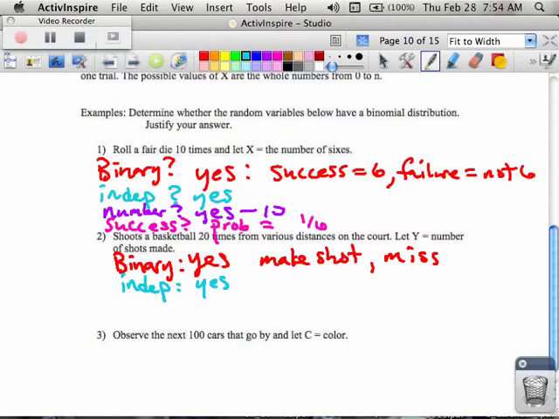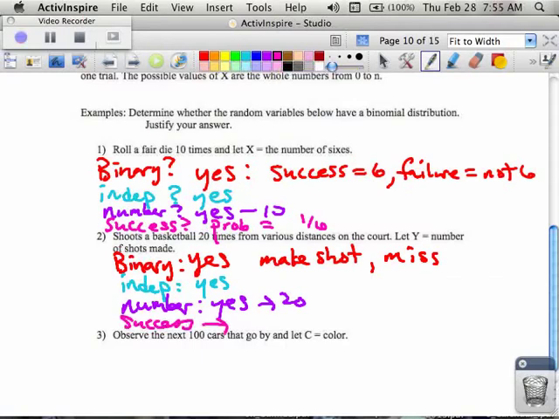Number of trials. Is there a determined number of trials? 20. Yes, they say there's 20. And then, so this part might be the part that you're talking about, the success part. But then it's also various distances.